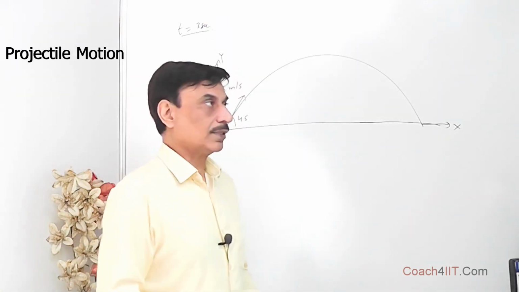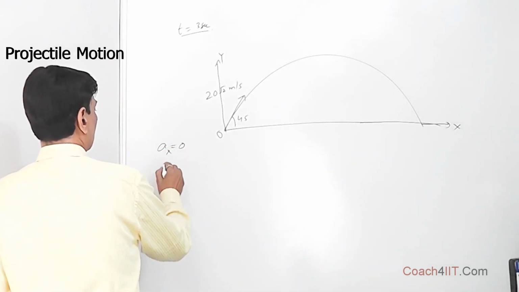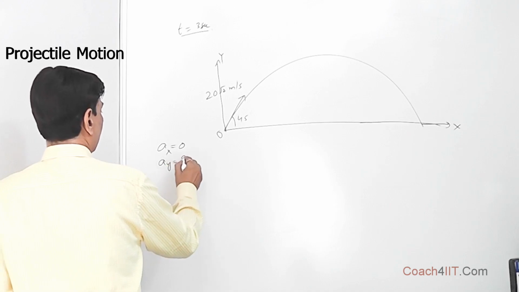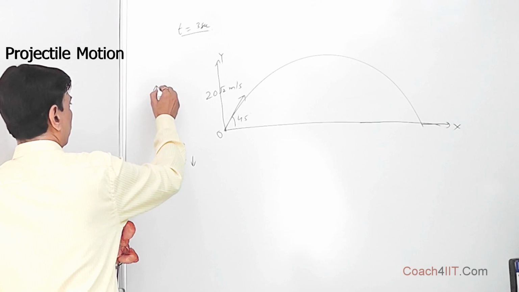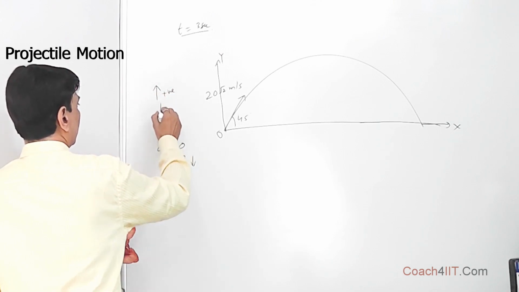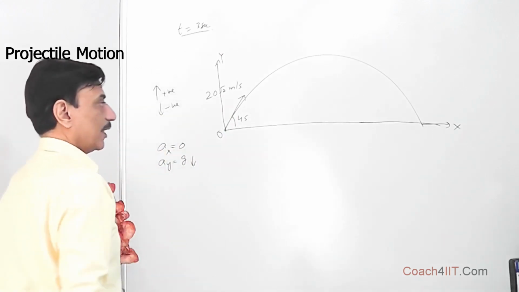We also understand that in this case ax, that is acceleration on the x-axis, is equal to 0, and acceleration along the y-axis is g in the downward direction. All the vectors in the upward direction we are taking as positive, and in the downward direction we are taking as negative.